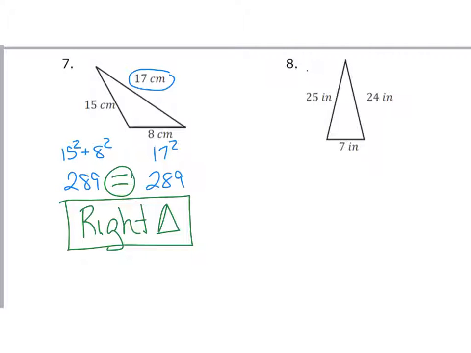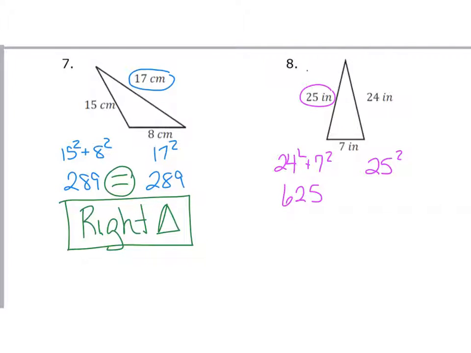Okay, number 8, same thing. This one looks like it's maybe an acute triangle, but let's test. My largest side is 25, so if I have a hypotenuse, that would be my hypotenuse. So 24 squared plus 7 squared, how does that compare to 25 squared? 24 squared plus 7 squared is 625.